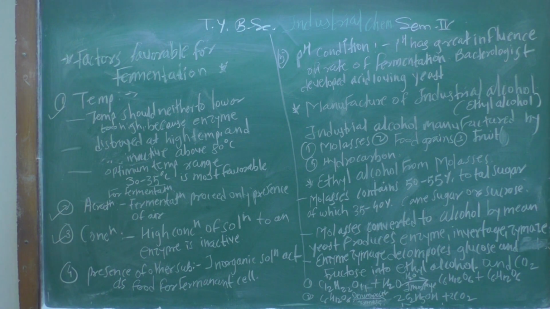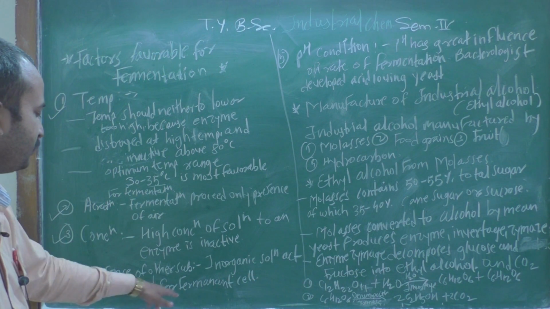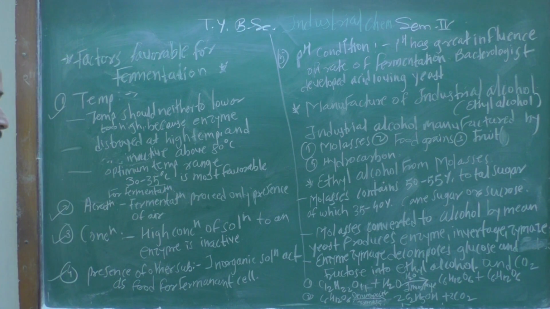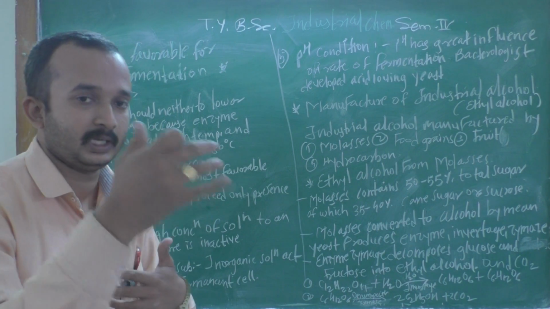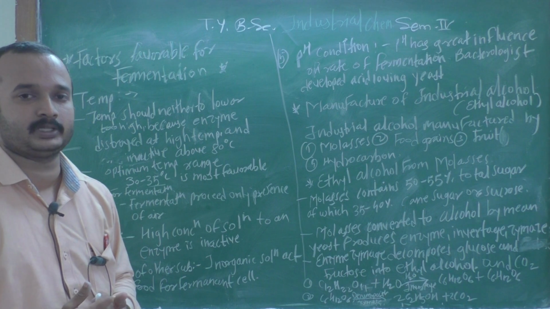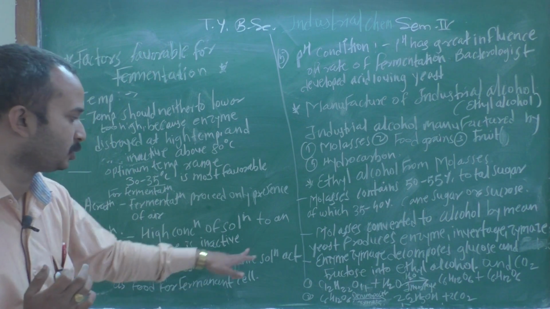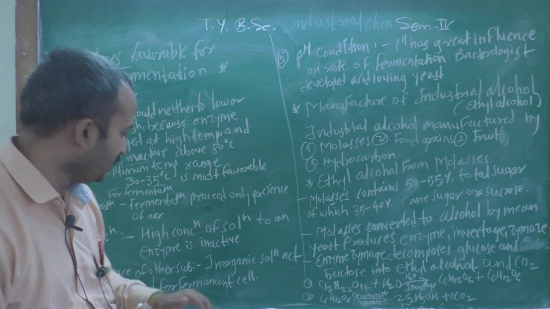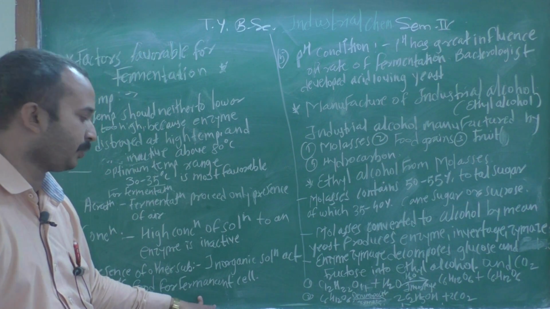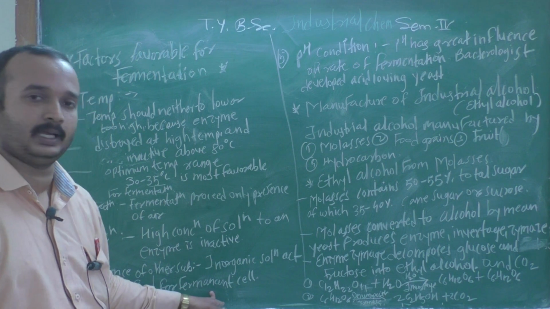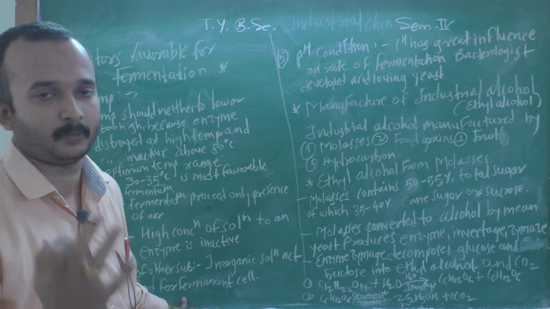Then the fourth is the presence of other substances, such as inorganic salt solutions, which act as food for the fermentation cells. Fermentation cells are the different types of cells present in the fermentation process, and their food is provided by the inorganic salt solution. So you have to take the inorganic solution, and it is useful as food for the fermentation cells.